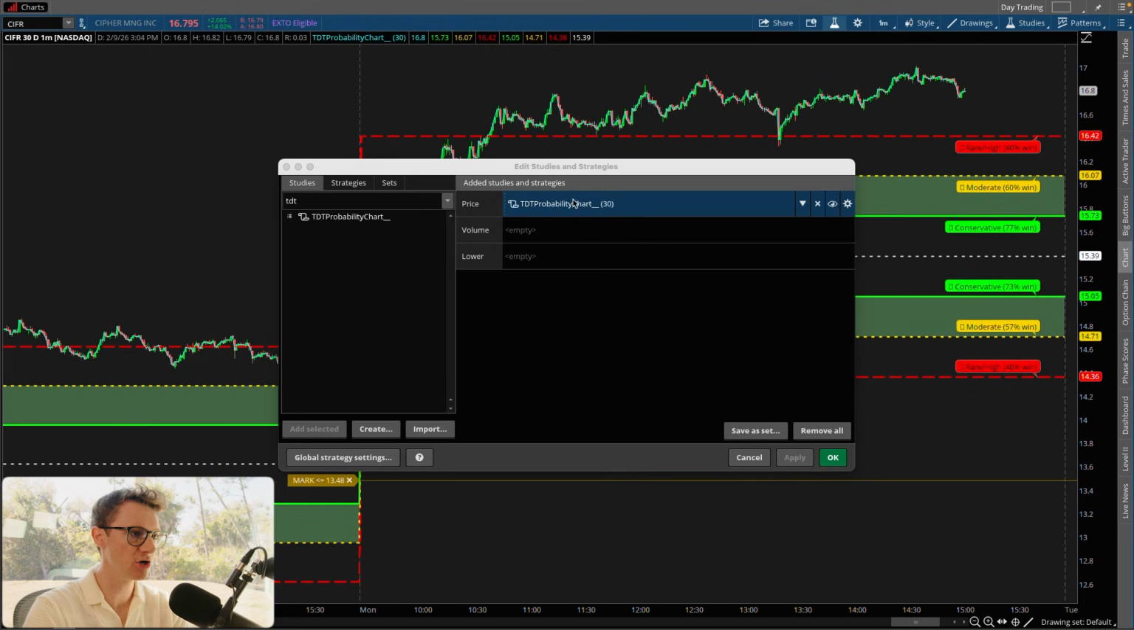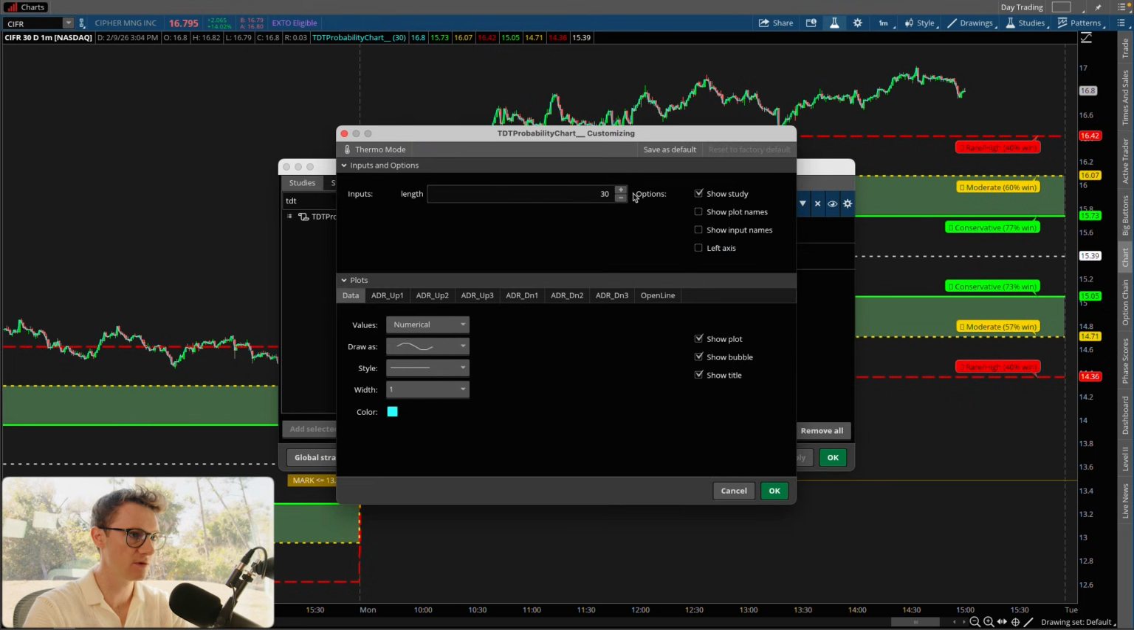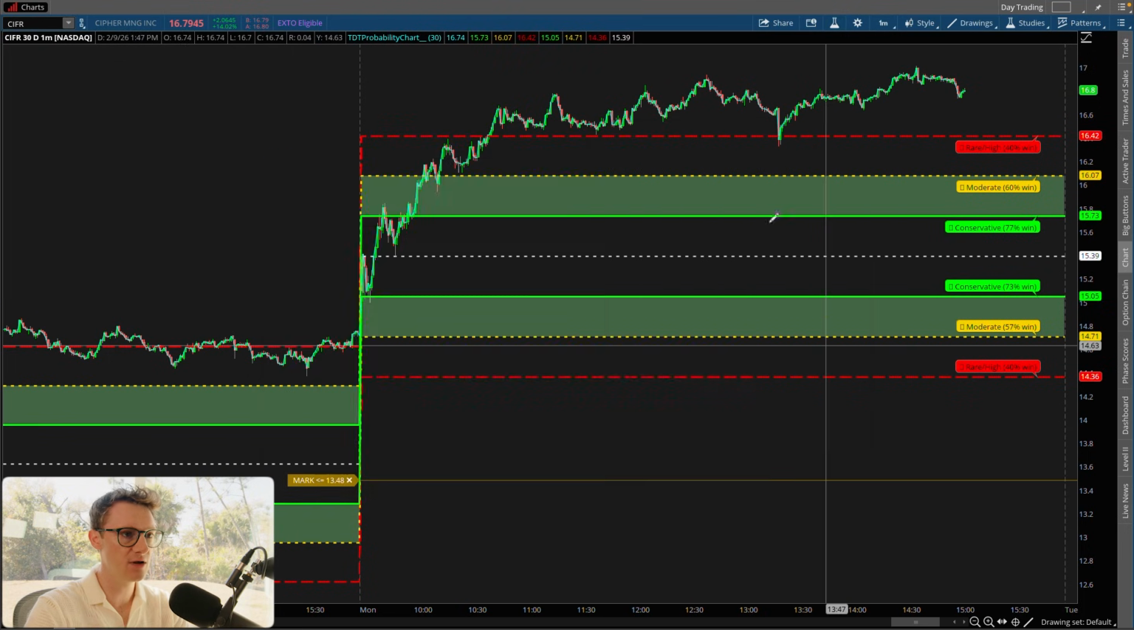So you got the probability chart set up. You can leave it as default. You don't need to adjust any of the settings or length inputs. It's going to be set as default for 30 days and you're going to hit OK and apply.